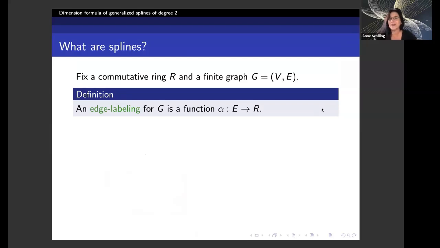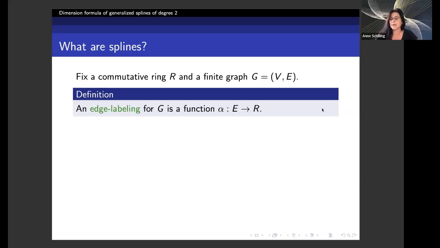Okay, so first, let me tell you what a spline is. Actually, our definition of spline is slightly different from the classical definition, so I need to make sure we are on the same page. We are going to fix a commutative ring R and a finite graph G. V is the vertex set of the graph and E is the edge set. We are always going to look at edge labelings of the graph. To every edge in the graph, we associate an element in this ring that we specify.